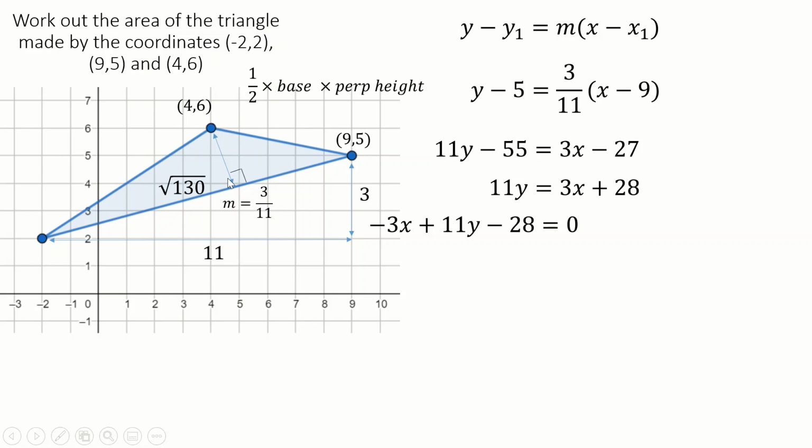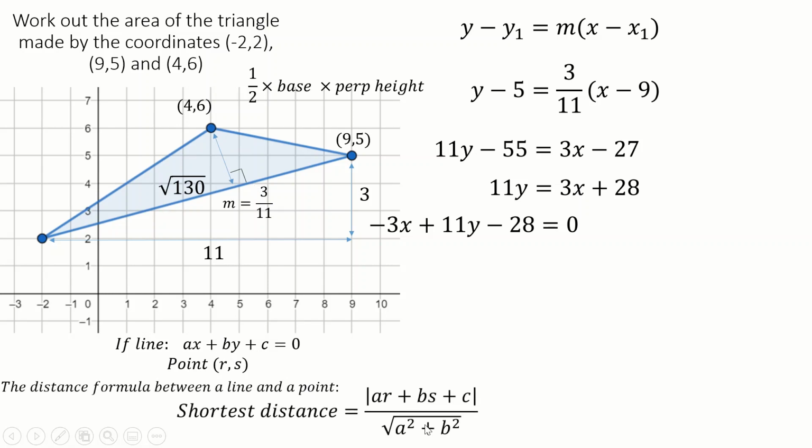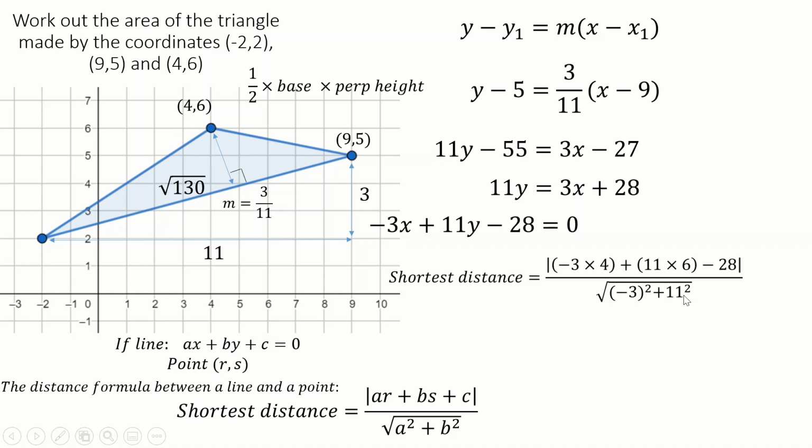Well, again, there's a formula for this that, if you know, then you know, and it's great. And the formula is, if a line is of this form, so that's why I've put this line in this form here, and you have some point R,S, which I'm going to use as 4,6, the perpendicular distance, or the shortest distance from that point to that line, is given by this formula here. Again, these absolute value lines show that this is just positive no matter what it ends up being. And of course, if I put those numbers in, so A is minus 3, B is 11, C is minus 28, R is 4, and S is 6. If you just put all of that in, you get this. You sort it all out.